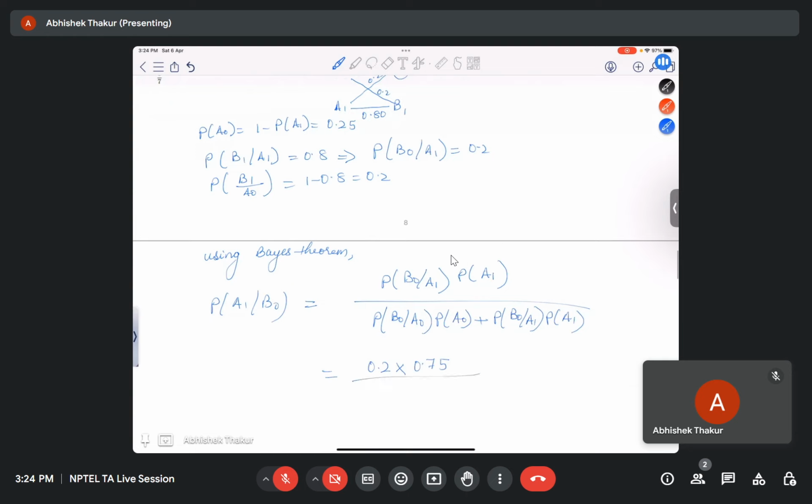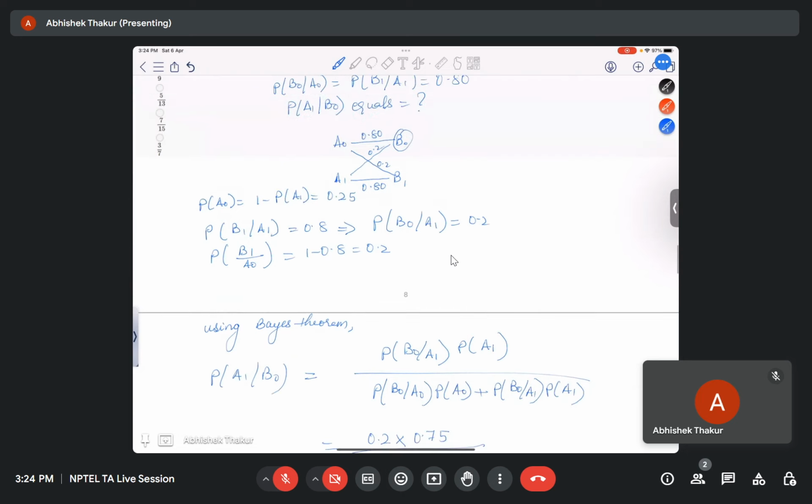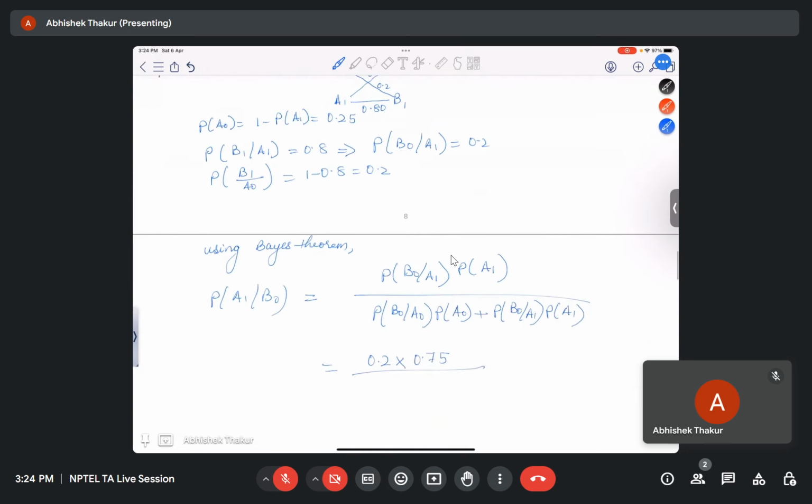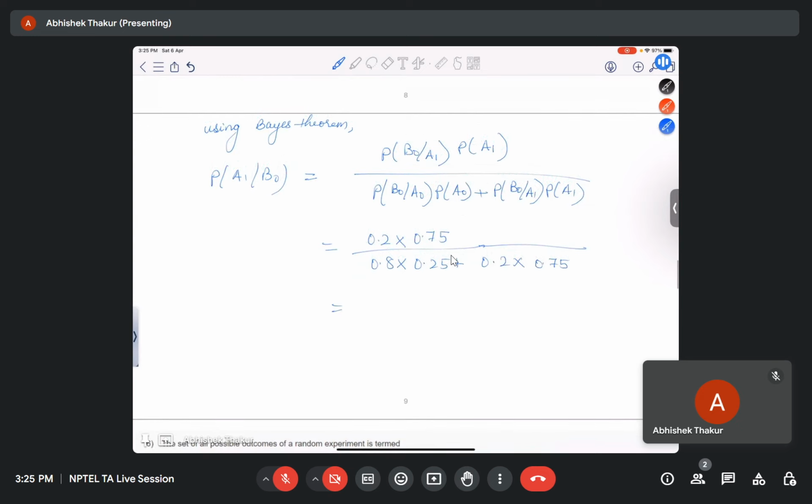The probability of B naught given that A naught has occurred is given as 0.8, and the probability of A naught is 0.25. The probability of B naught given that A1 has occurred is 0.8. No, sorry, that is 0.2. And the probability of A1 is 0.75.